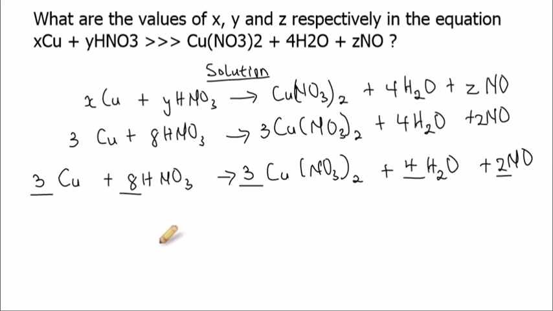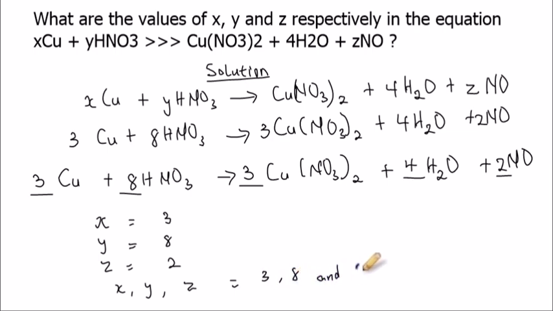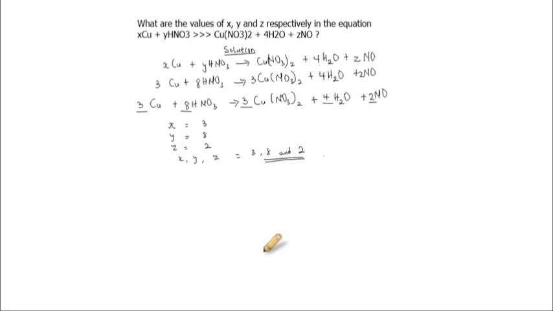So let's replace the values. We are asked to find the values of x, y, and z. So here x equals 3, y equals 8, and z equals 2. Then we can say x, y, z equals 3, 8, and 2. This should be serving as the final answer. With this, we've come to the end of the solution to the question, and that will be all.